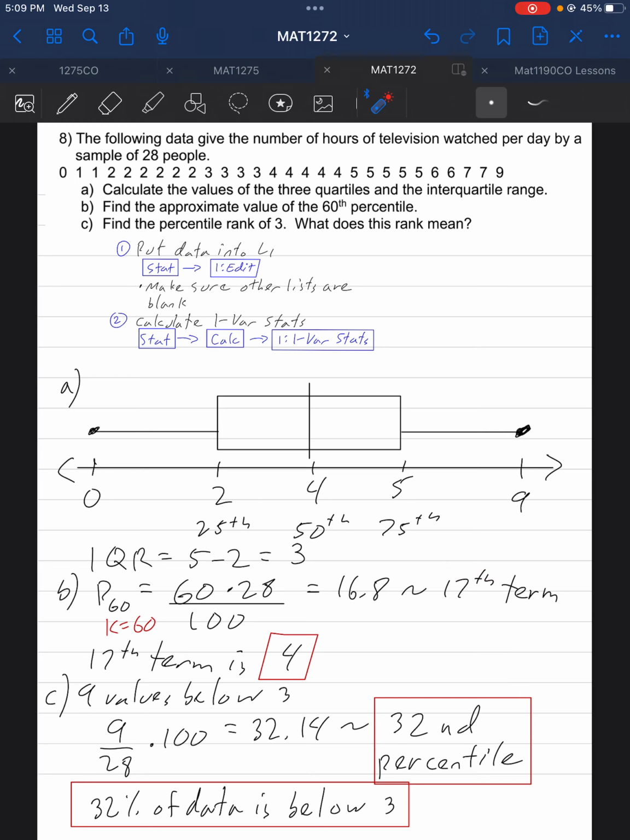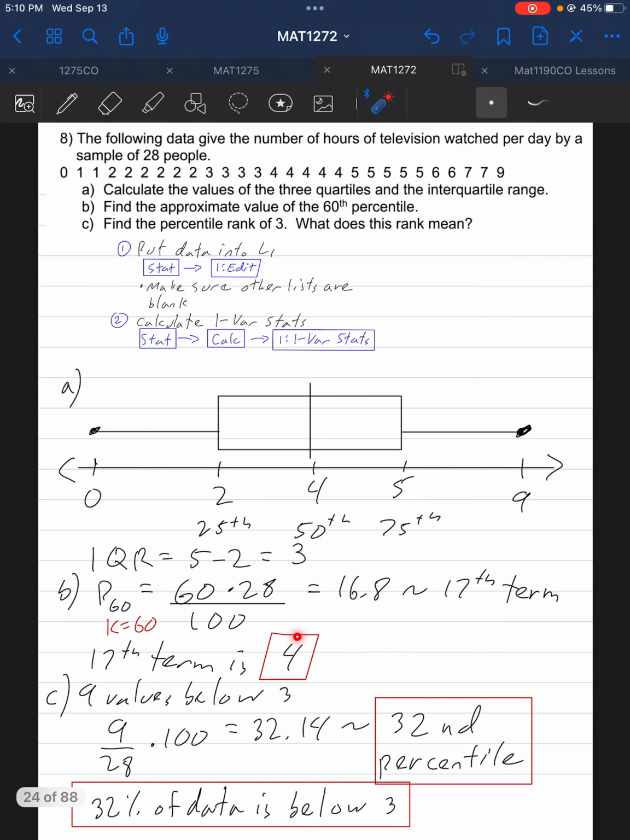That means that the approximate value of the 60th percentile is the 17th term in sequential order, and counting from here, 1, 2, 3, 4, 5, 6, 7, 8, 9, 10, 11, 12, 13, 14, 15, 16, that's going to be the number 4. Oops, sorry, 17 over here, still the number 4.